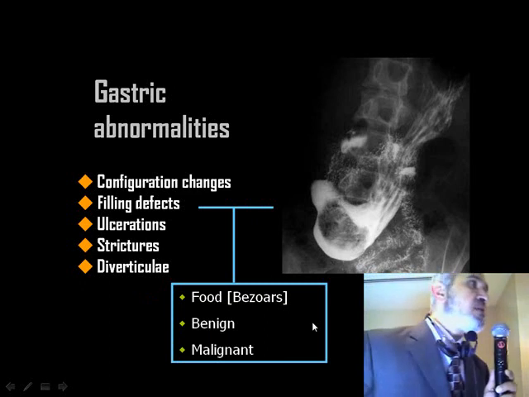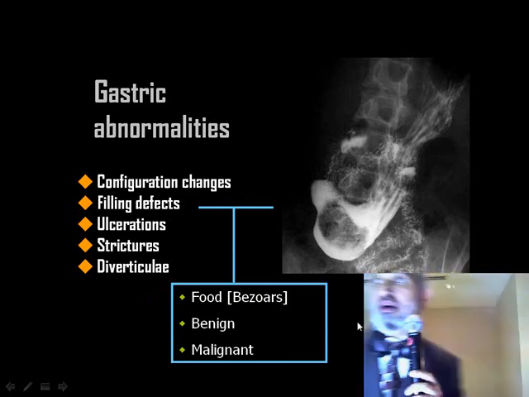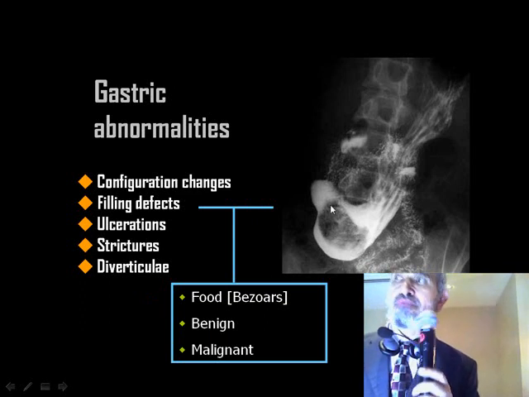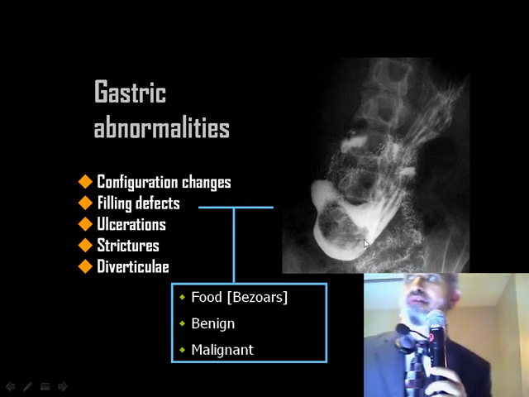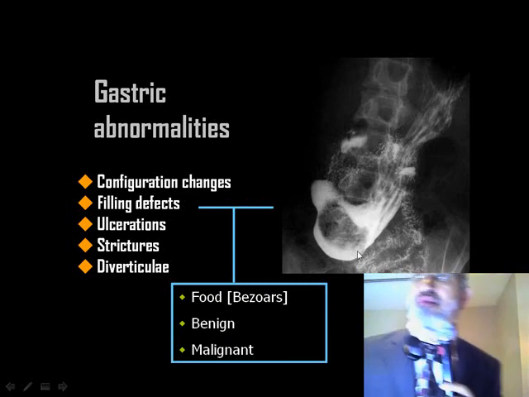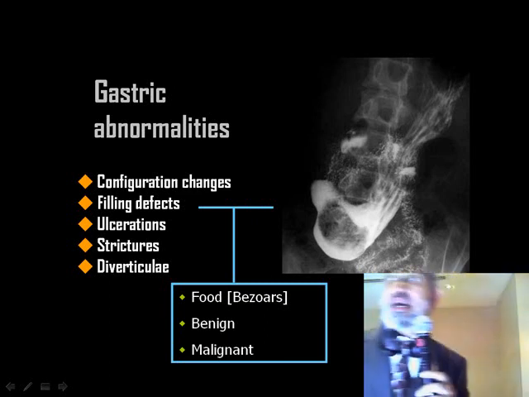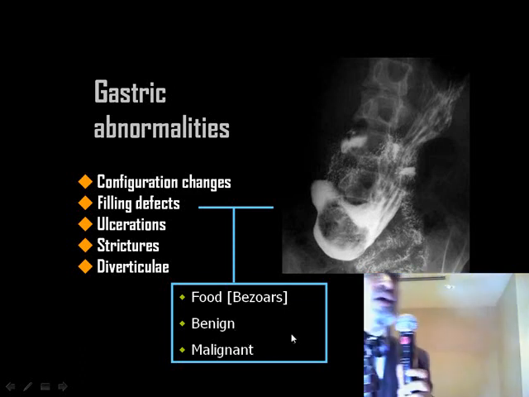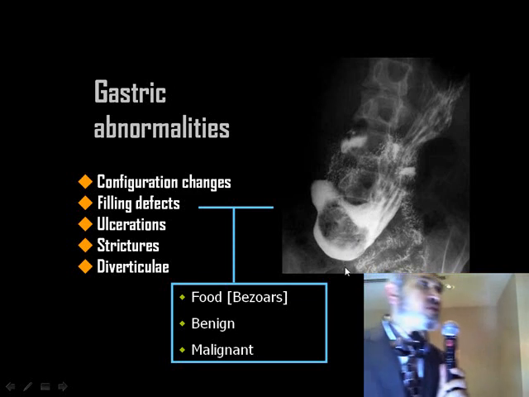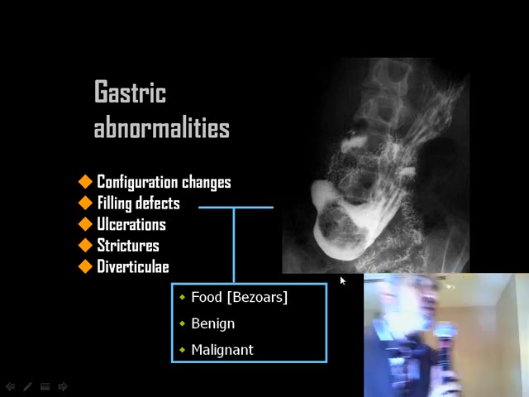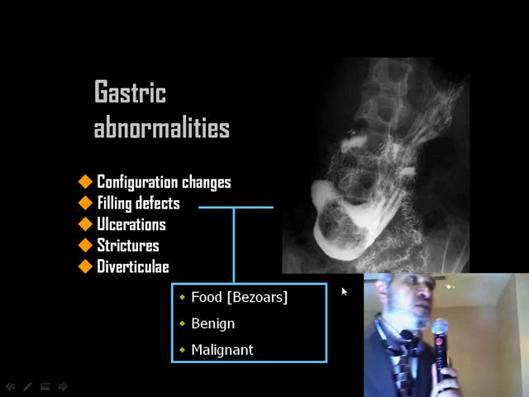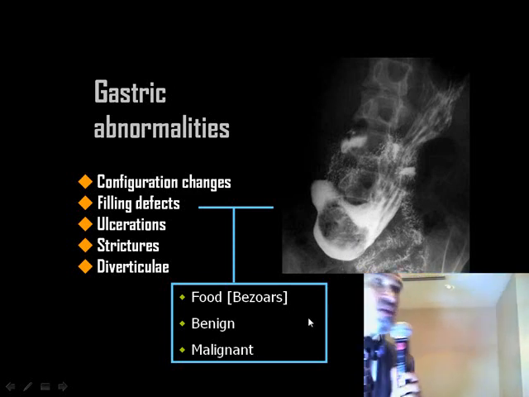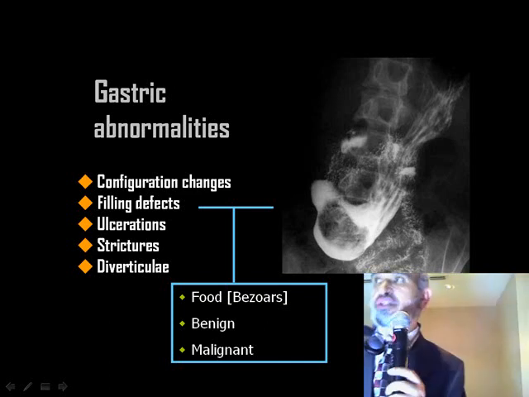And you know that mentally retarded people or some people who may try suicide, for example, may swallow abnormal things into the stomach, and you can differentiate these abnormalities from benign and malignant lesions by putting the patient into different positions. Then you can see that this filling defect is mobile inside the stomach, while the benign or malignant lesions are arising from the gastric wall. They are not mobile by changing the patient position.